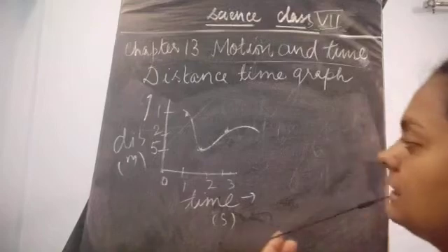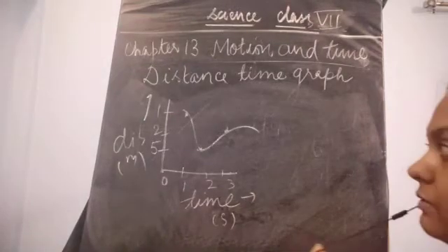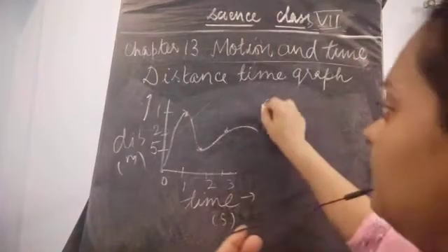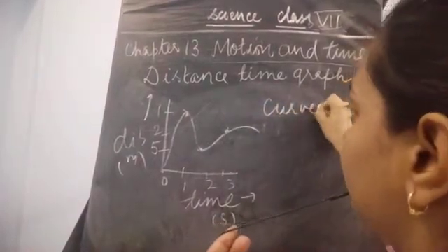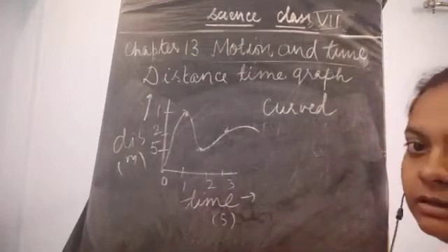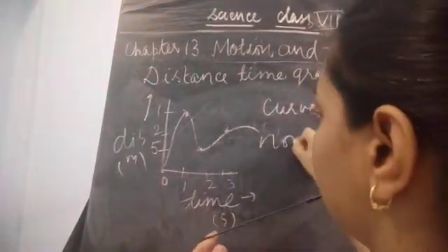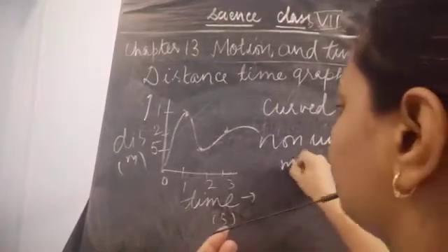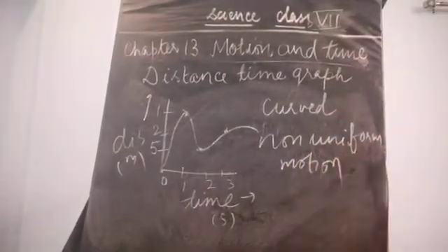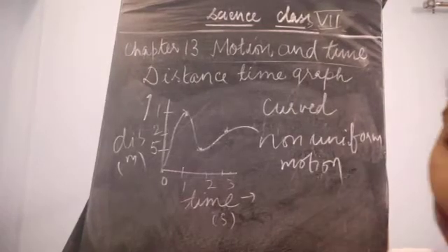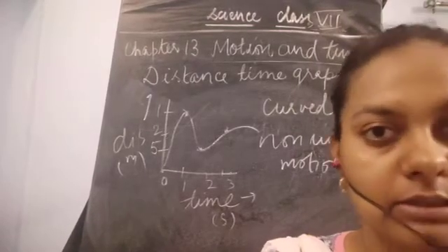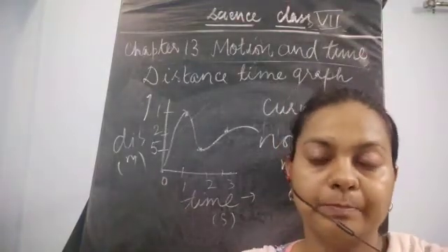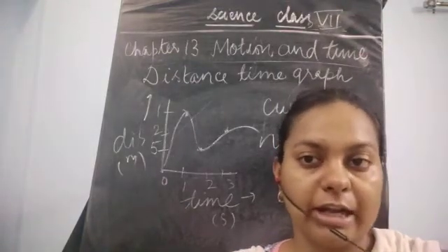Okay, we can see that this is going to form a graph in the form of a curve. If we get a curved line, it shows it is a non-uniform motion. Okay, it forms non-uniform motion. So this is how we can easily see from the type of graph what kind of motion it is.